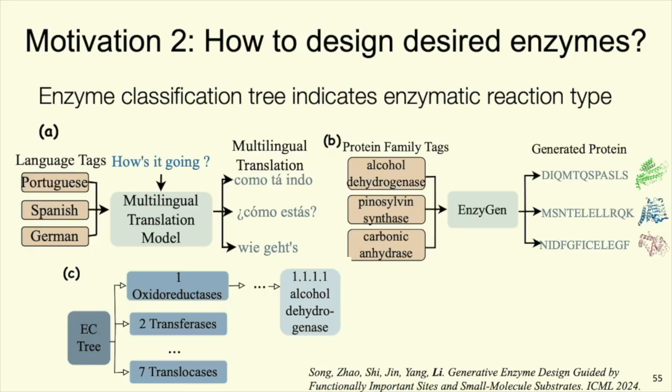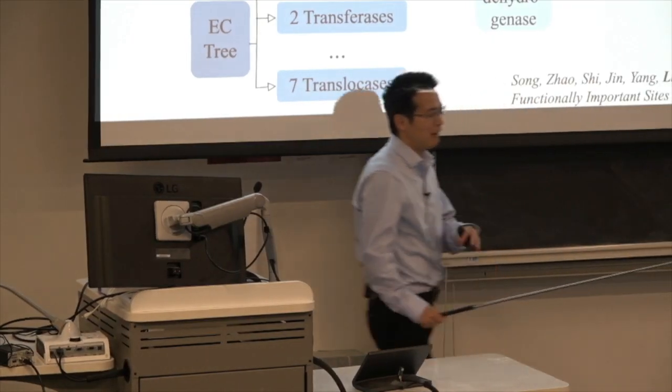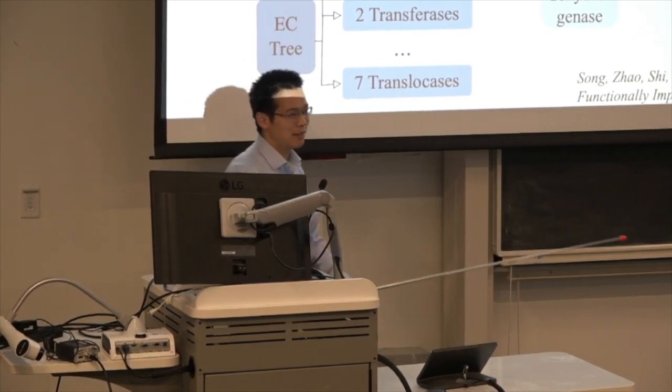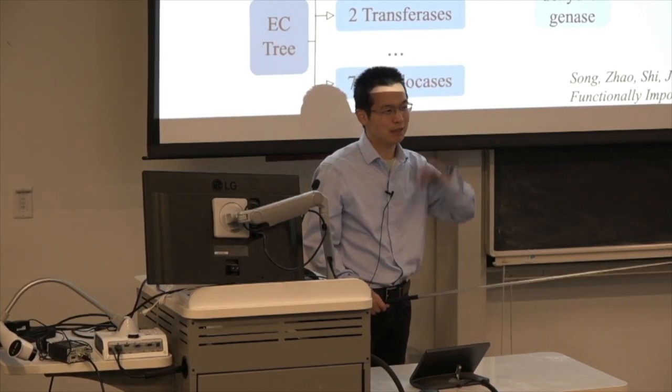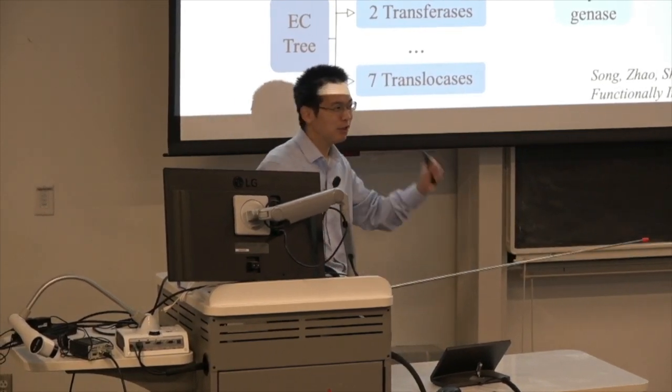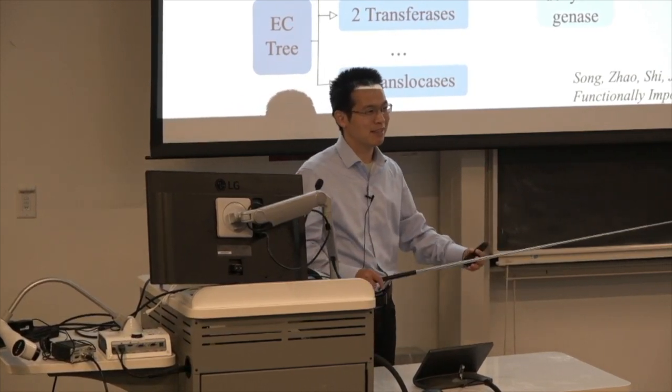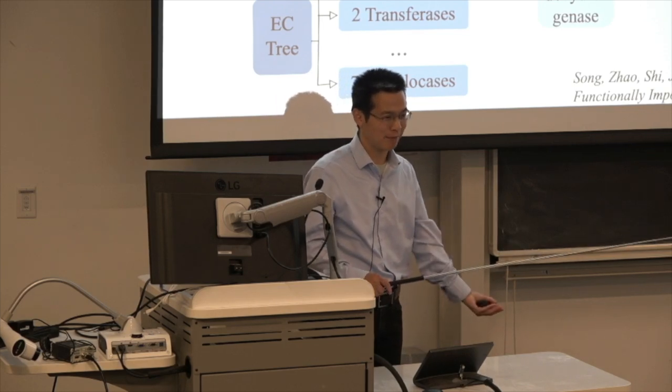The second motivation is similar to multilingual machine translation, where we use a language tag to indicate the translation direction, to tell the model, okay, this time you need to translate from English to German, and next time you can translate from Spanish to Chinese. And hopefully by training this multilingual model together, you can generalize the translation capability of this model to new languages that you have never seen during training time.